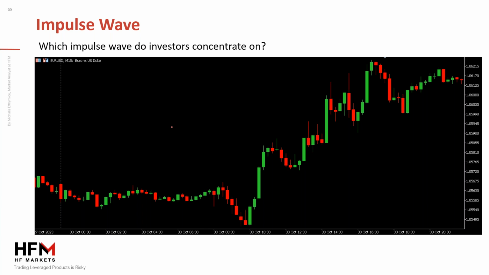If you're trading in the direction of the trend, there's a higher possibility that the price movement is going to move in that direction, unless you're trading at the end of the trend. So this is something for you to take into consideration.